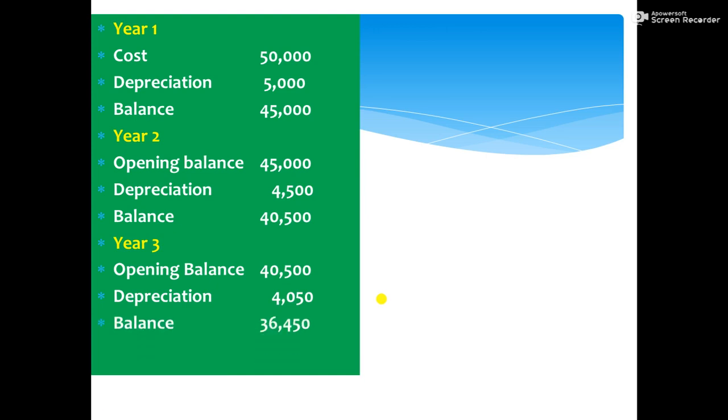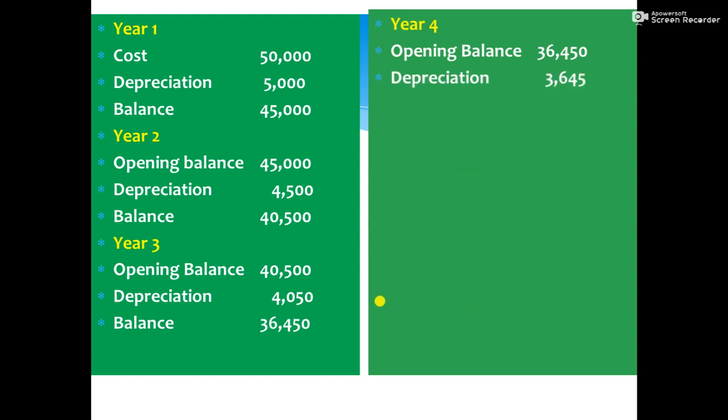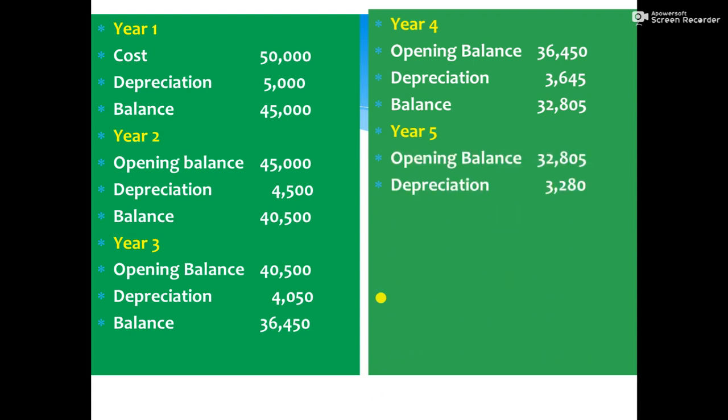36,450. In fourth year opening balance 36,450, apply 10% on 36,450, that is 3,645 depreciation. The balance is 32,805. And therefore, fifth year opening balance is 32,805. Fifth year depreciation 32,805 into 10%, 3,280 approximately, and therefore the balance is 29,525. We calculated depreciation for 5 years.